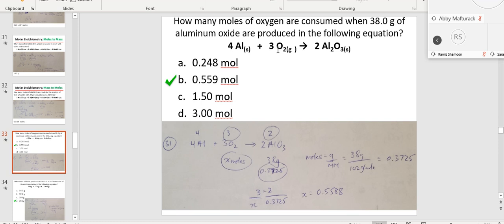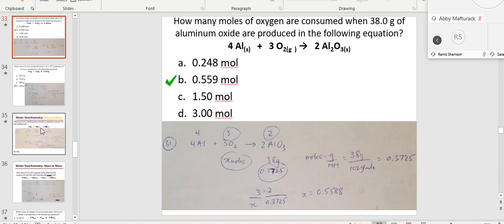Same thing. There's your chemical equation, your molar ratio. What am I asking for? Moles. What did I give you? 38 grams. No good. Convert that to moles, which is 0.3725 moles. Do your box. Find your answer.